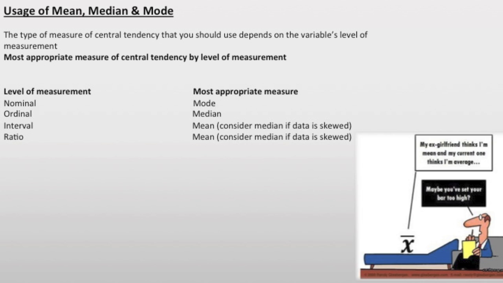So nominal goes with mode, because mode can be very useful for dealing with categorical data. For example, if a drug dealer sells 10 different types of drugs, the mode would represent the most popular type of drug.